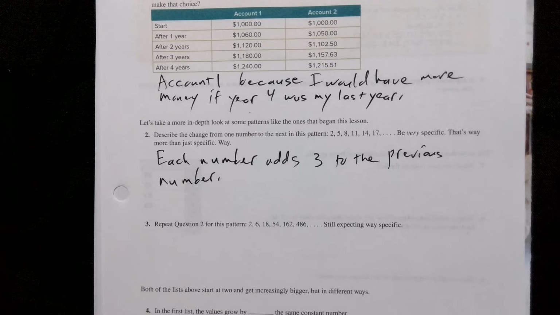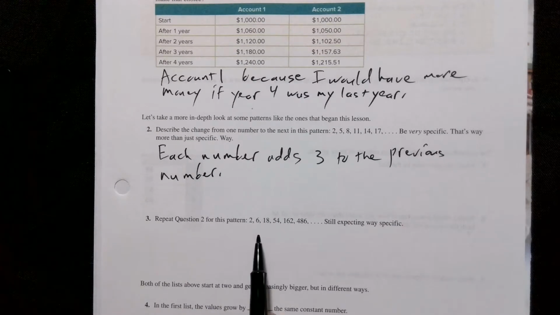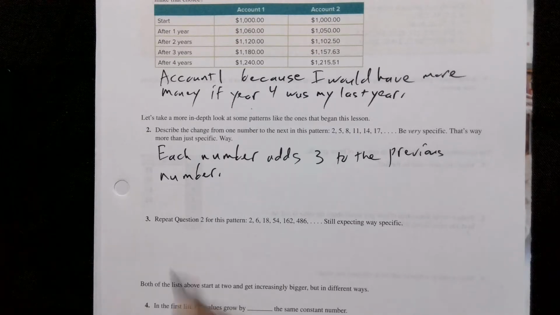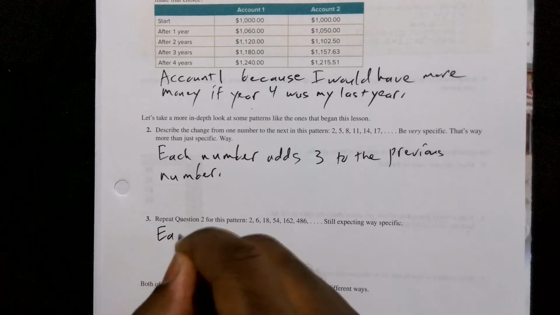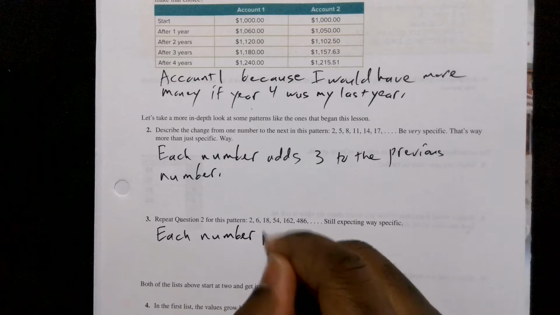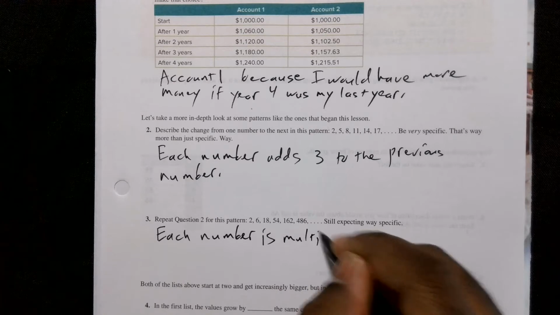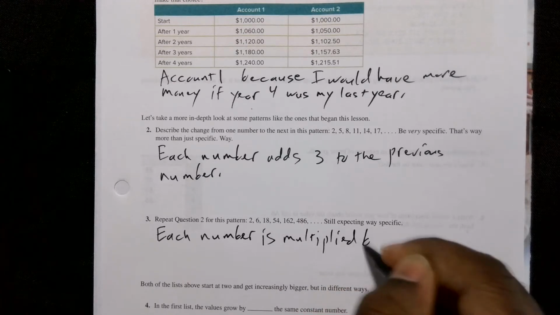Okay, now, number 3. Repeat question 2 for the pattern 2, 6, 18, 54, 162, 486. Now, if you look here, we would be multiplying: 2 times 3 is 6, 6 times 3 is 18, 18 times 3 is 54, and so on. So each number is multiplied by 3.